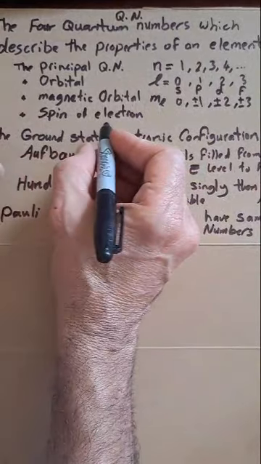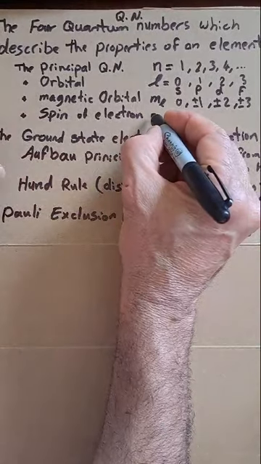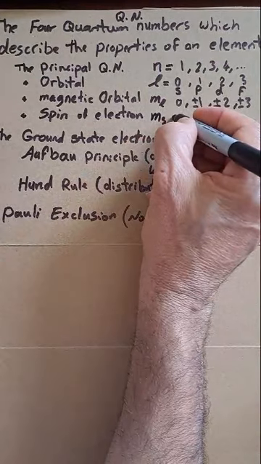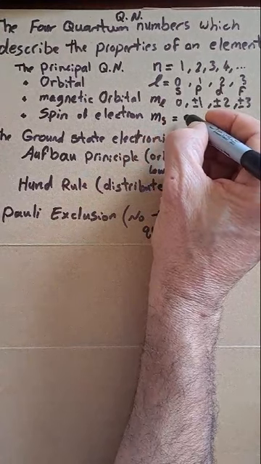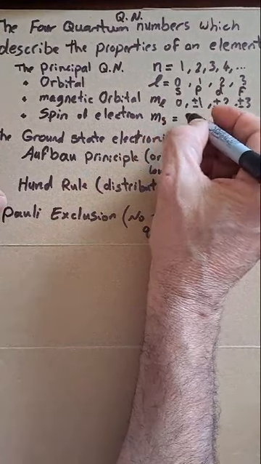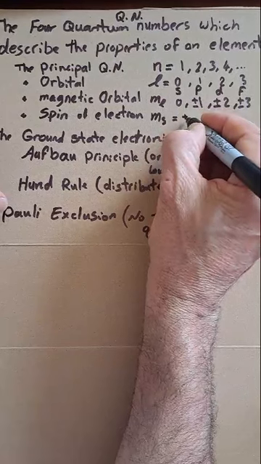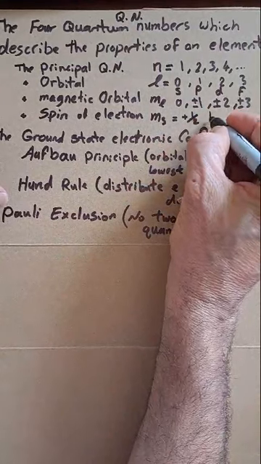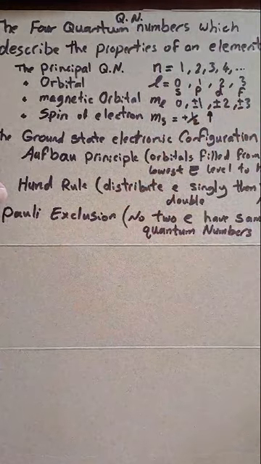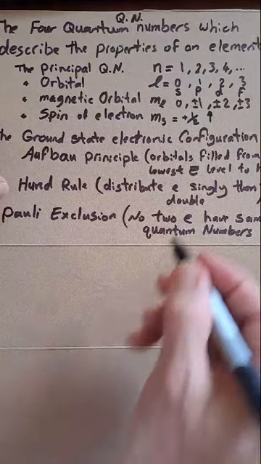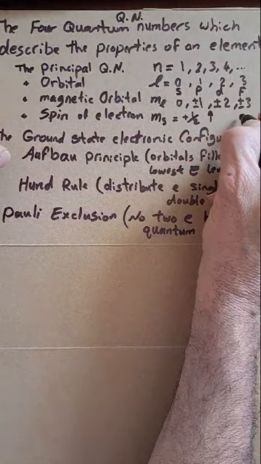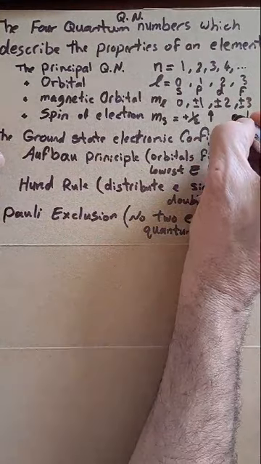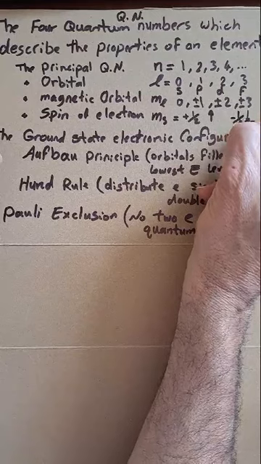The spin of electron quantum number is ms. If the electron is plus half, it means the electron is spinning clockwise, or standing. If the electron is the lower one, the opposite, it will be minus half.